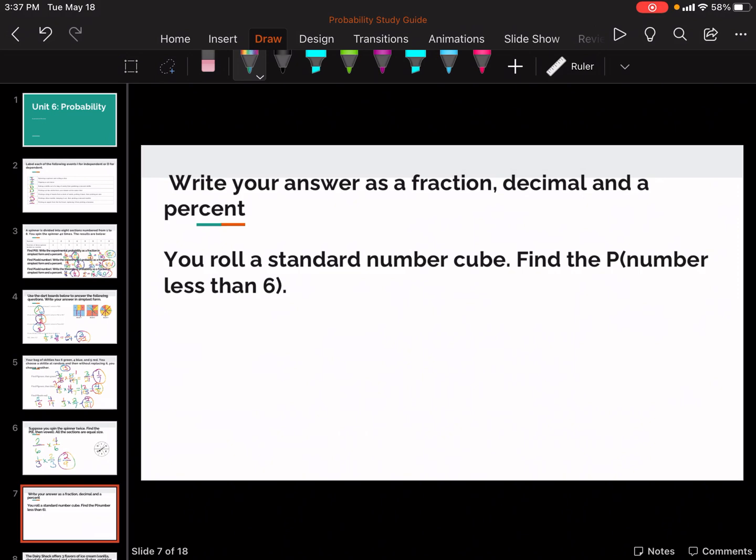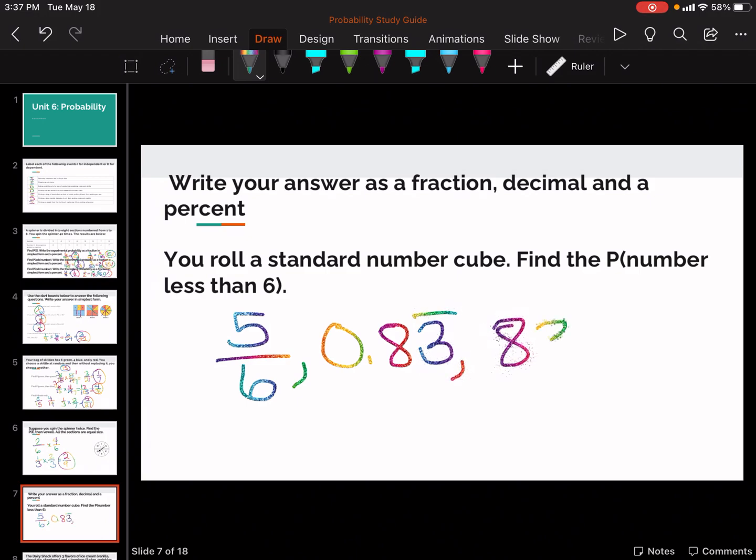So write as a fraction, decimal, and percent. You roll a standard number cube. What is the probability of getting a number less than 6? Well, there's 5 numbers less than 6 out of 6. You can just divide 5 divided by 6 and that gives you 0.83 repeating, or 83.3 repeating percent.